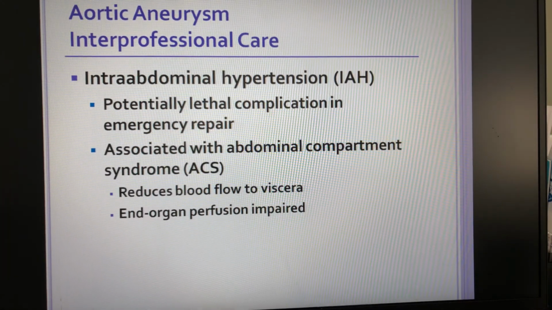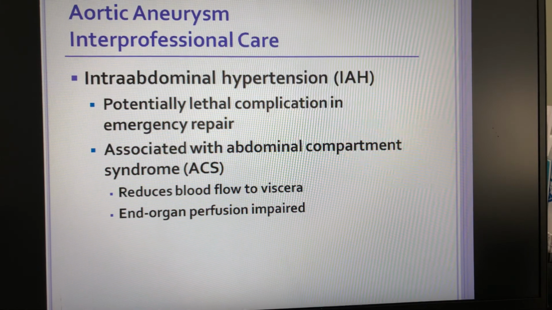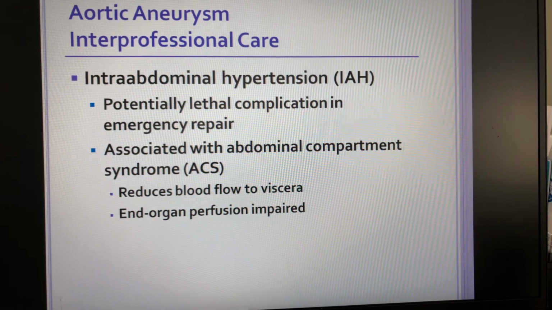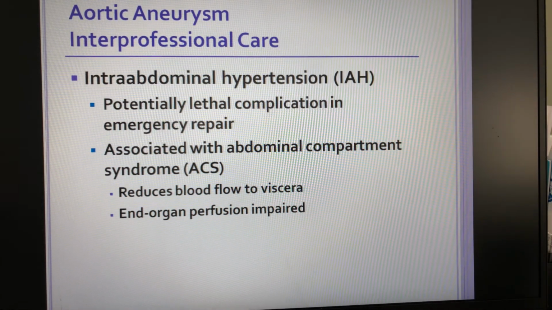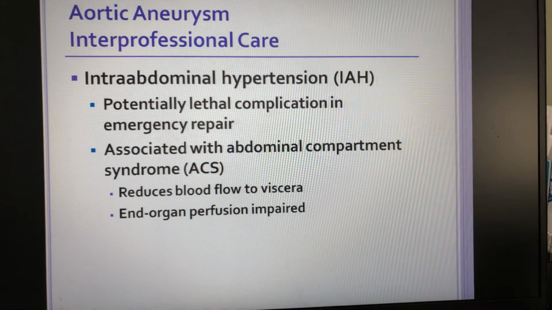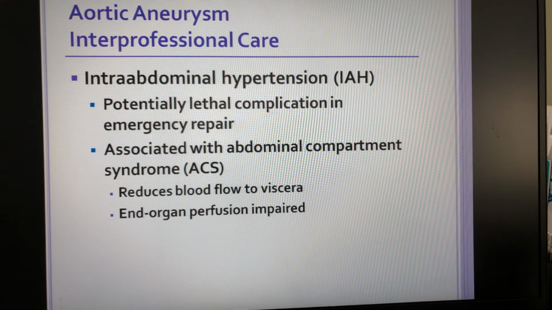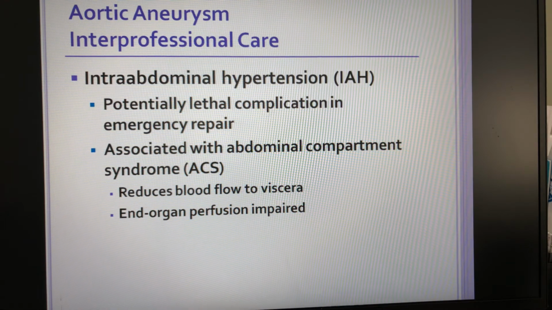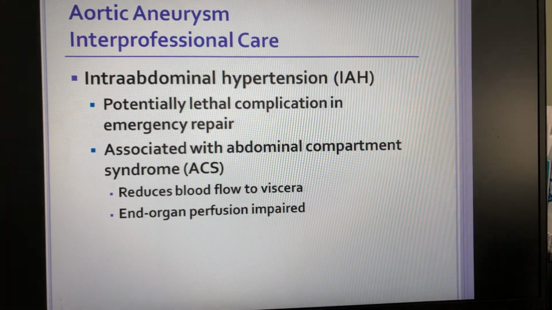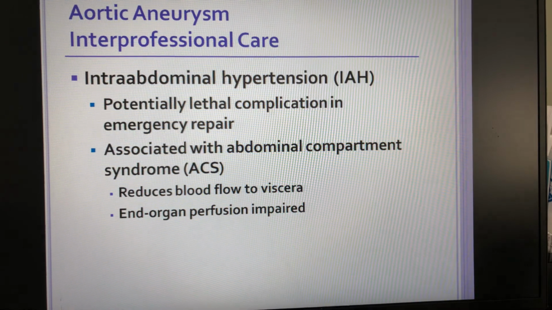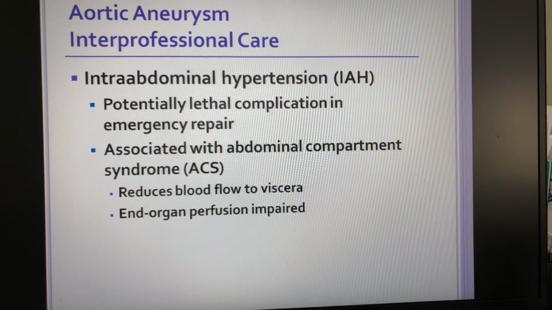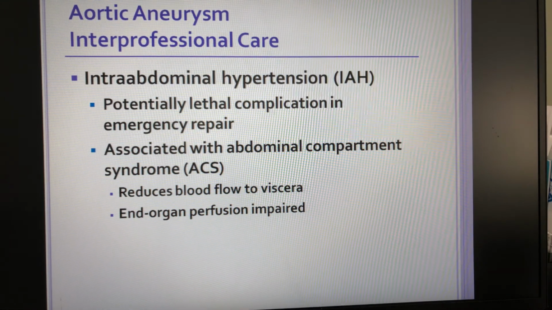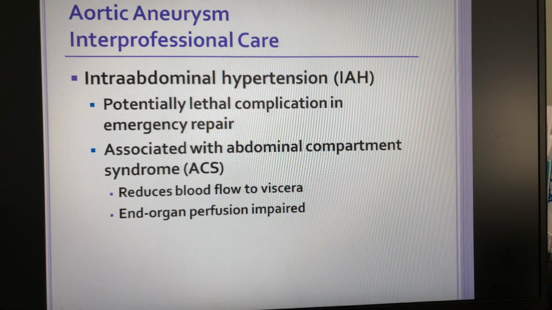Now, as far as the intra-abdominal hypertension, abbreviated IAH, persistent IAH reduces blood flow to the viscera, and when you have what they call ACS, it's not acute coronary syndrome, which is what we've been going over. That actually refers to the impaired end organ perfusion, which is caused by the intra-abdominal hypertension, and it results actually in multi-system organ failure.